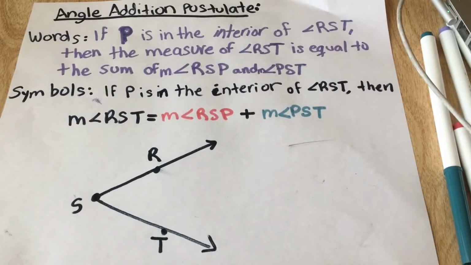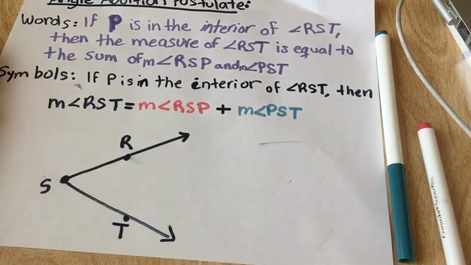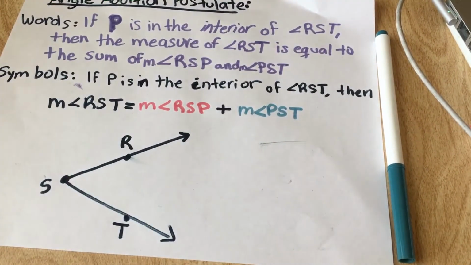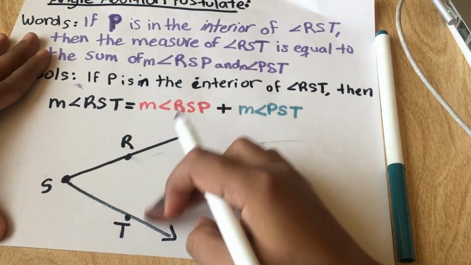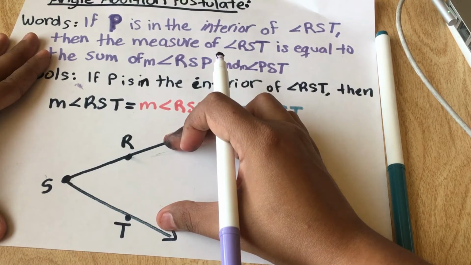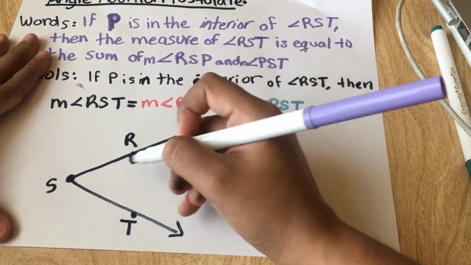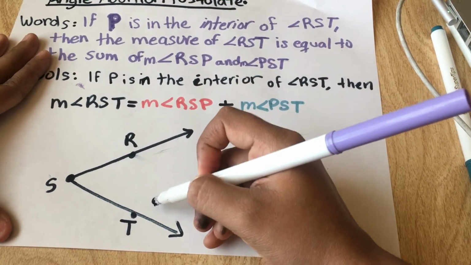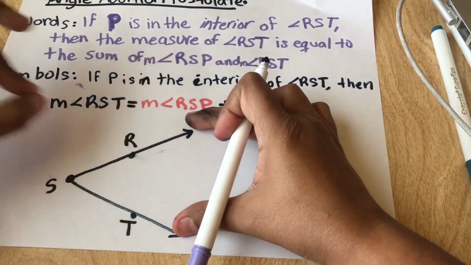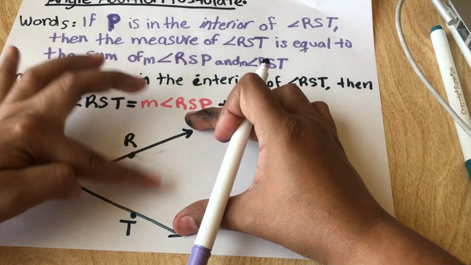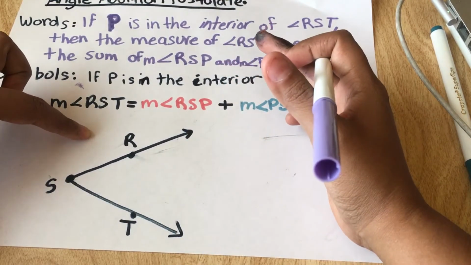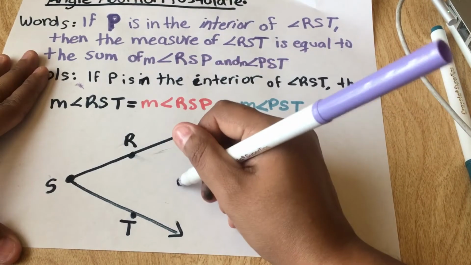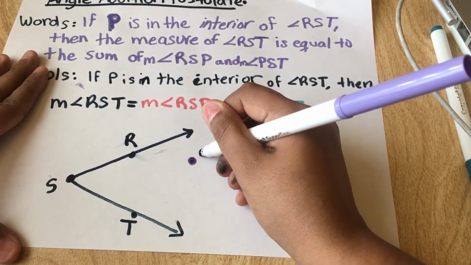Now it says here, if P is in the interior, and the interior means that any point between the two sides of an angle is in the interior. So I'm going to draw one point. I could put it here, I could put it here, I could put it here. It doesn't matter as long as that point is inside, meaning interior, so between the two sides of the angle. A point here would be in the exterior, so it wouldn't count. So I'm just going to put this here. I'm going to call it point P.